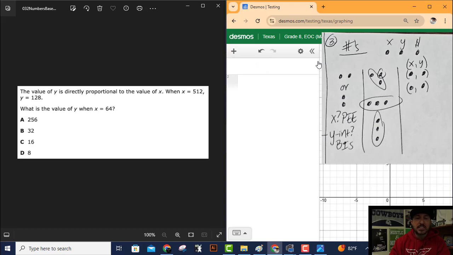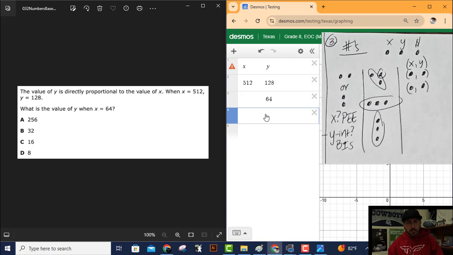All right, now we got this guy. I see an x equals 512. Should I type that in? No, because I'm not dealing with any equations. All right, let me see. X column is going to be 512. Y column is going to be 128. And then I get another Y of 64. So 64 right there.